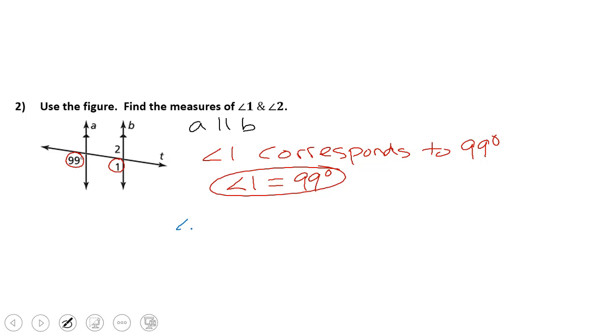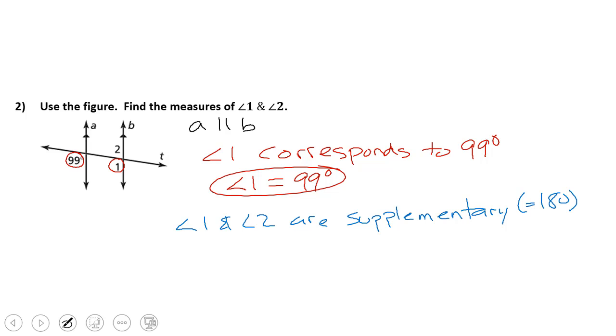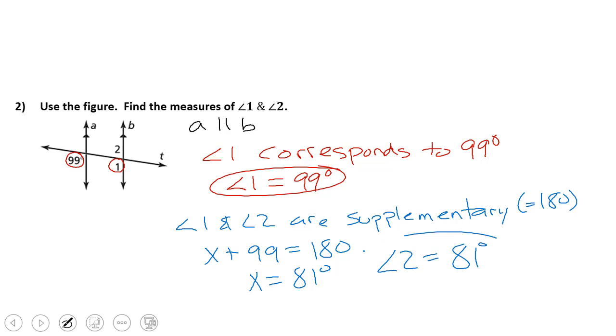We also know that angle 1 and angle 2 are supplementary, meaning they equal 180 degrees. So I'm going to call angle 2 x again. X plus angle 1, which is 99 degrees, equals 180. So x equals 81 degrees, meaning angle 2 is 81 degrees because it is supplementary to angle 1. Pretty straightforward, eh? Let's try this one more time.